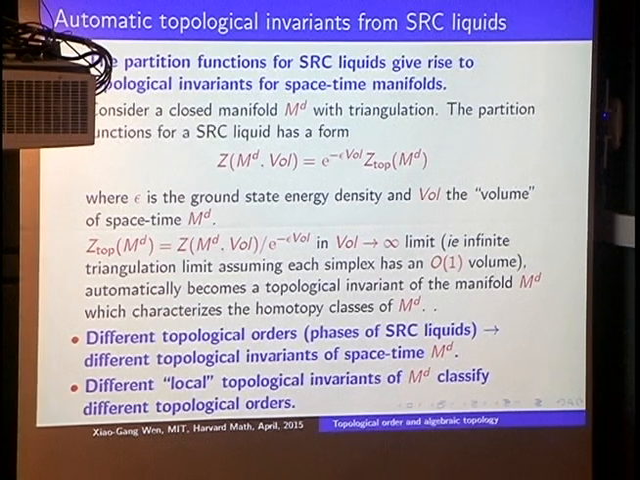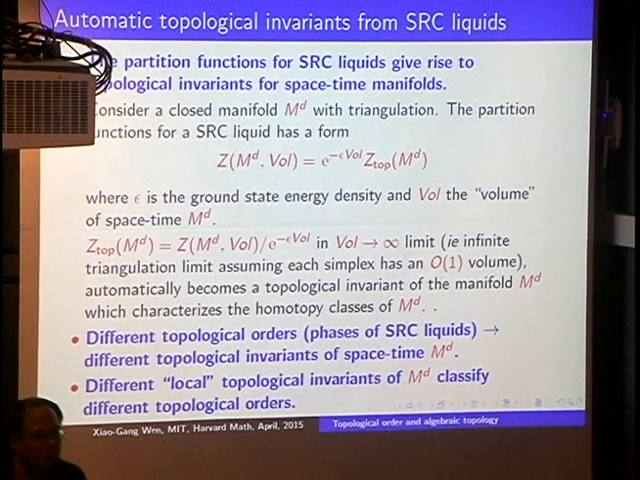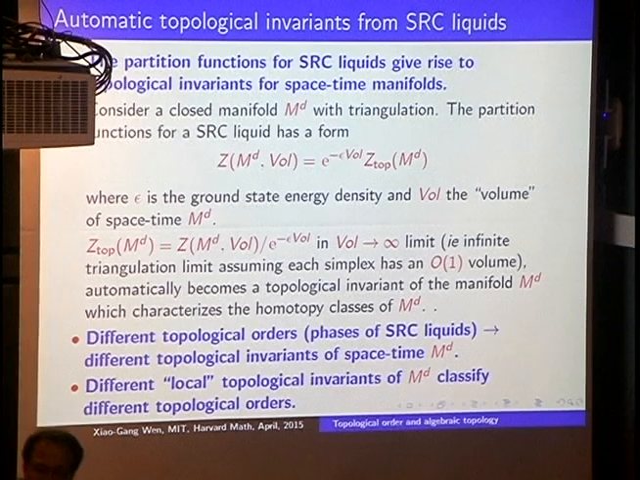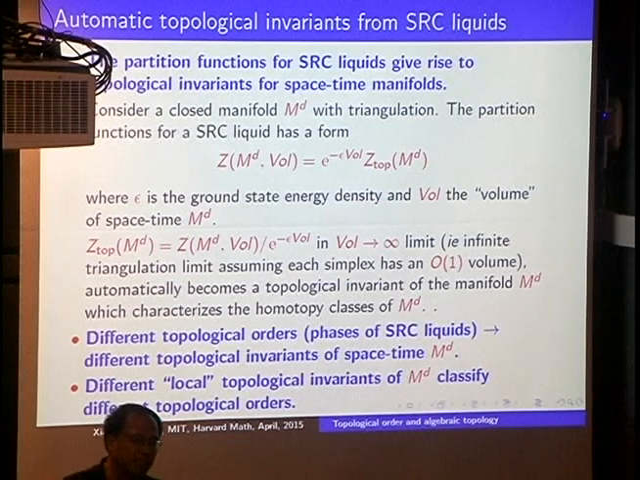Sorry. In the first question, why is it that the partition function only depends on the volume as opposed to, say, the shape of the manifold? The thing is that this is a short-range correlation. If you have algebraic correlation, then the shape may enter. Because it only has short-range correlation, it can only see its neighborhood.